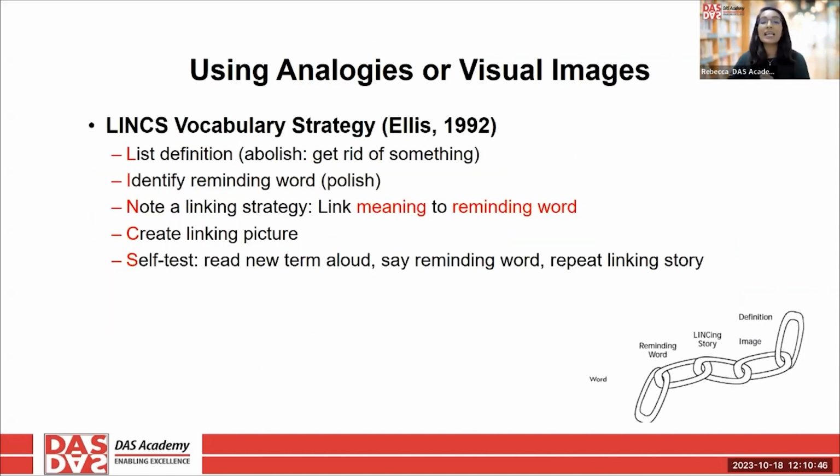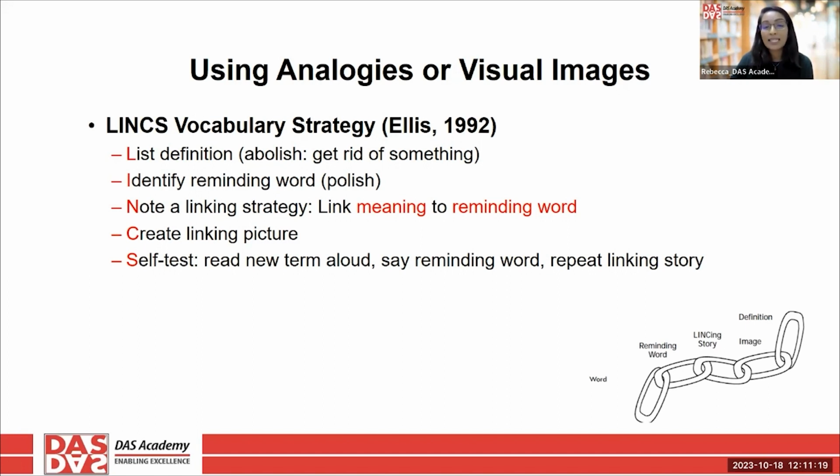Similarly, this is another example of association. It's called the LINCS strategy, which helps learners to make associations with a new word. So LINCS, L-I-N-C-S, each letter represents a particular step. L represents listing a definition, a student-friendly definition. So let's say the new word to be learned is abolish, the definition is to get rid of something, right? So we list the word and its meaning.